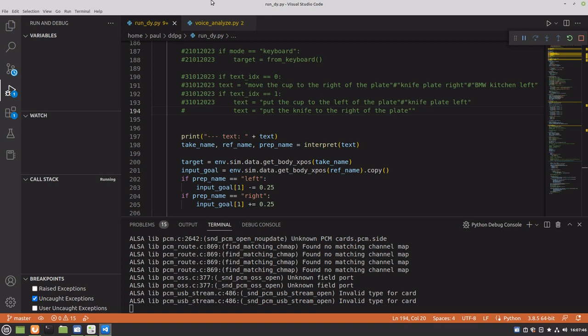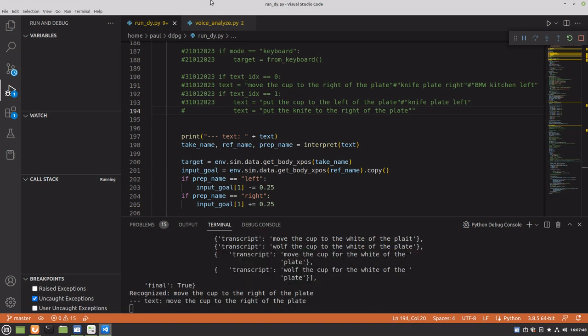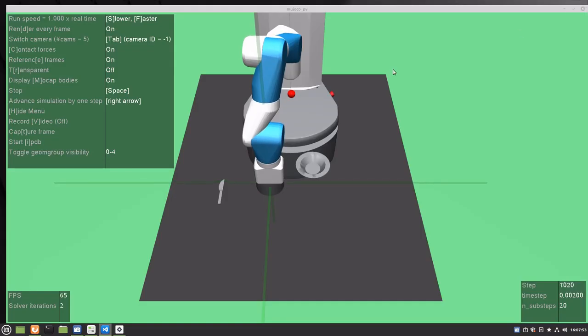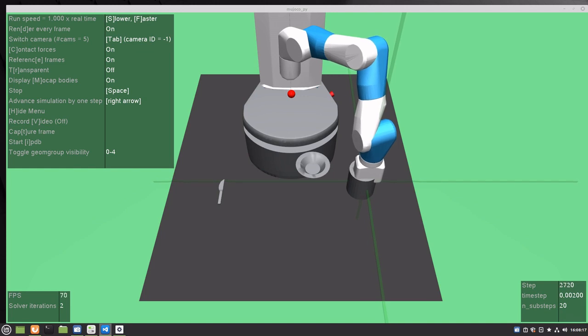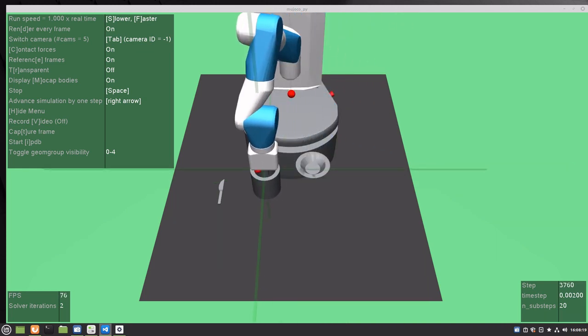Move the cup to the right of the plate. Put the cup to the left of the plate. Put the knife to the right of the plate.